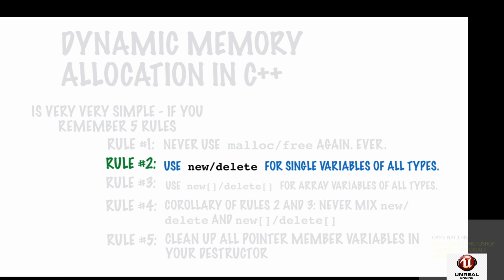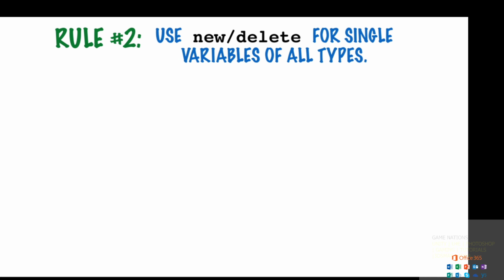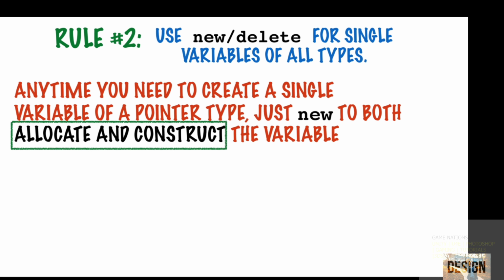Instead of malloc and free, we use new and delete for single variables of all types. And by single variables, we mean variables which are not arrays. So it doesn't matter whether the single variable is an integer or a class. Anytime you need to create a single variable of a pointer type, just use new. And new allocates and constructs the variable.